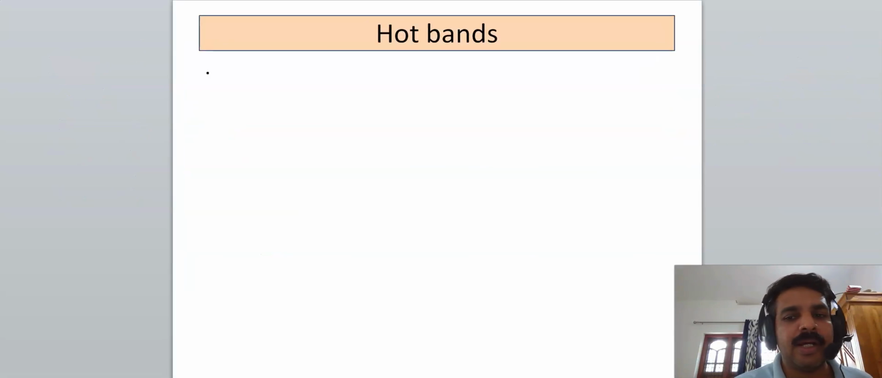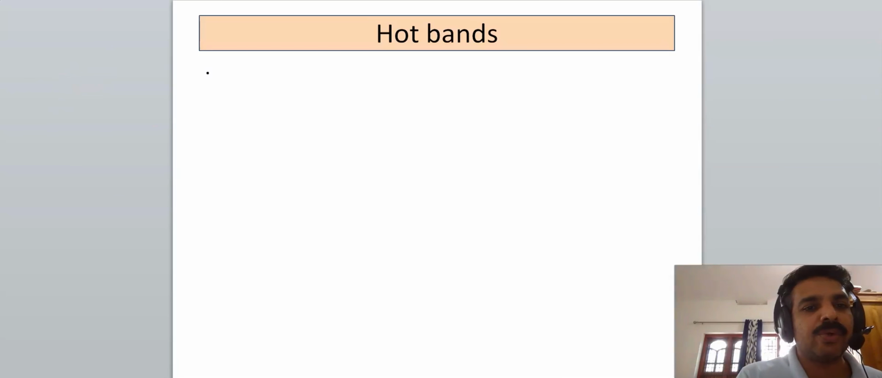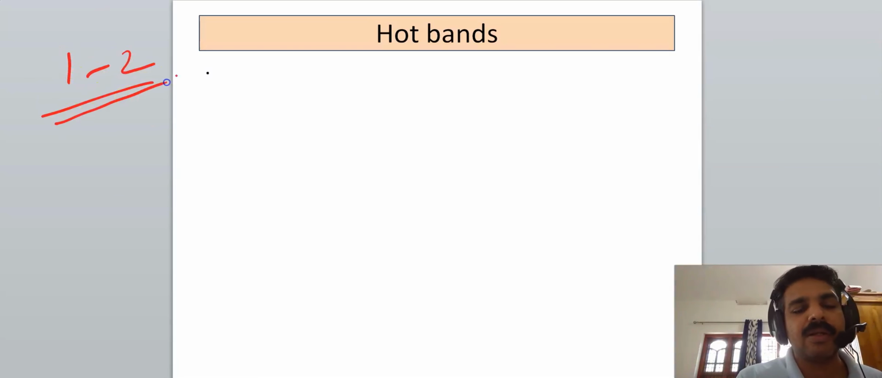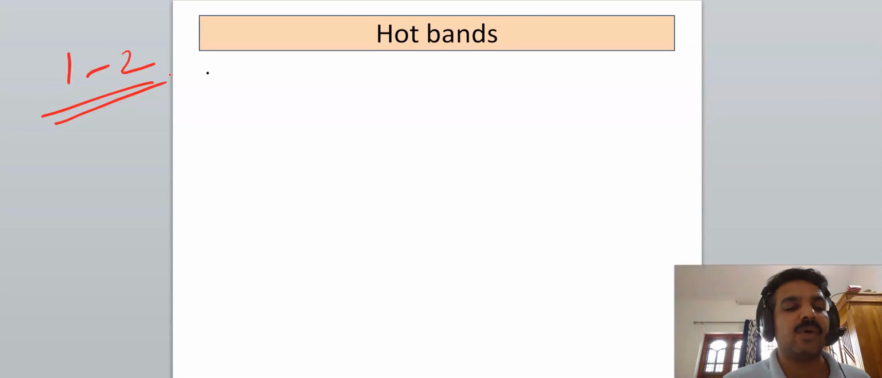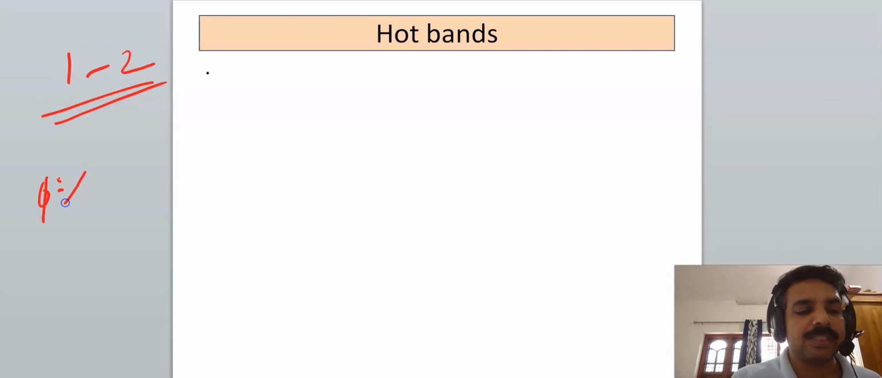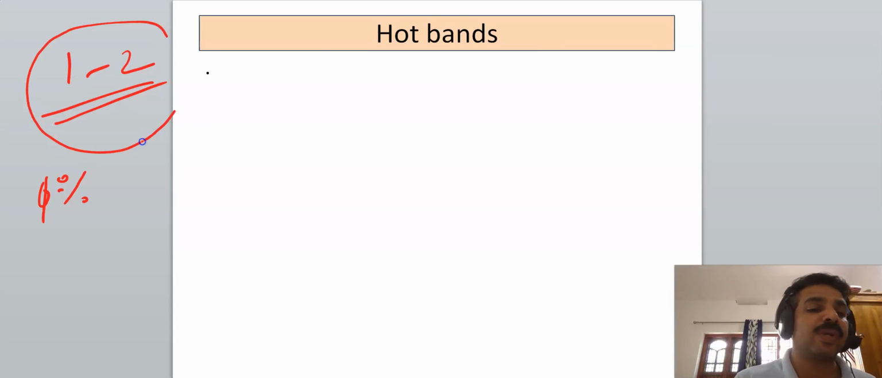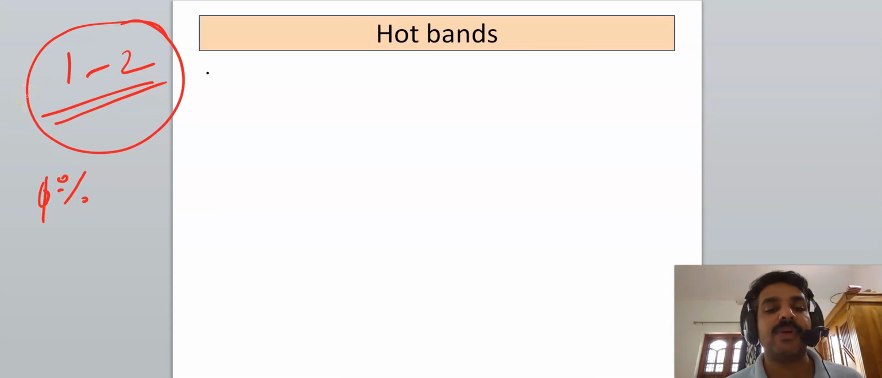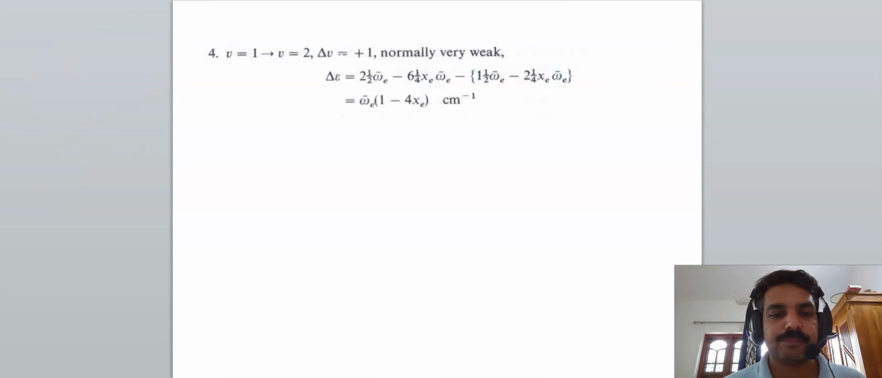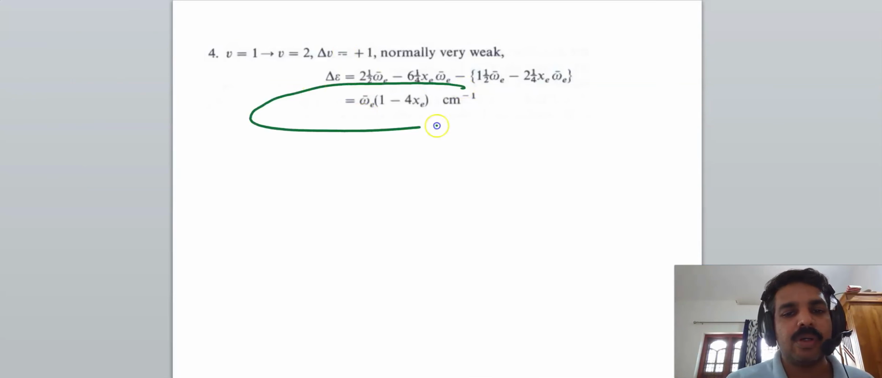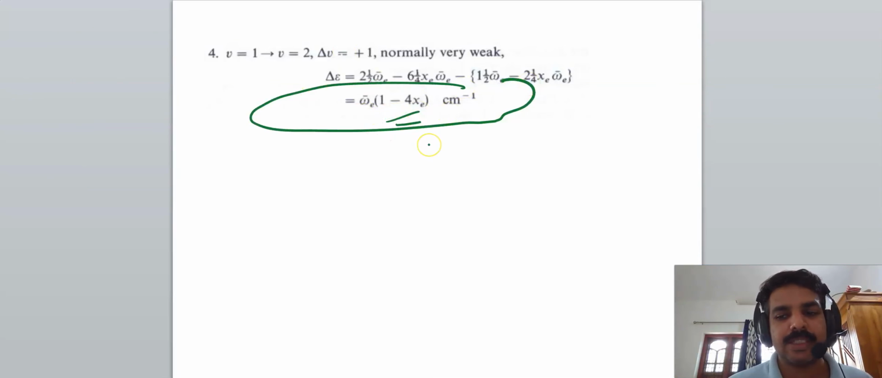Hot band, I already told you: normally the 1 to 2 transition is less probable because the population at the first level is only 1% at room temperature. But when you increase the temperature, there is a probability for the 1 to 2 transition, and that's called the hot band because it takes place only at high temperature. This is the energy equation for the hot band: ω̄e(1 − 4xe).